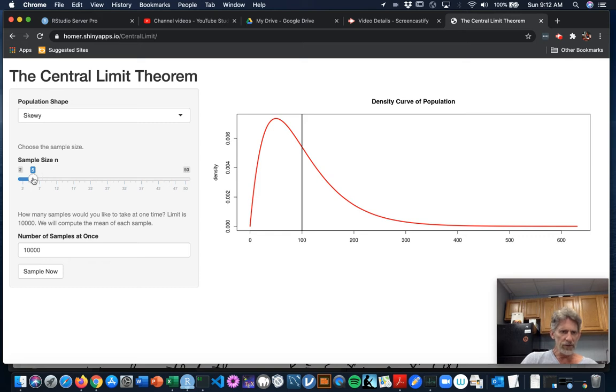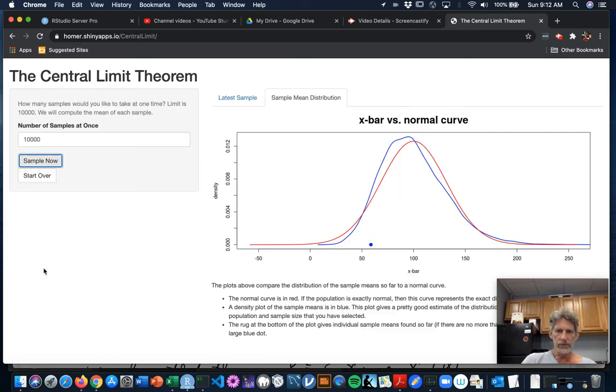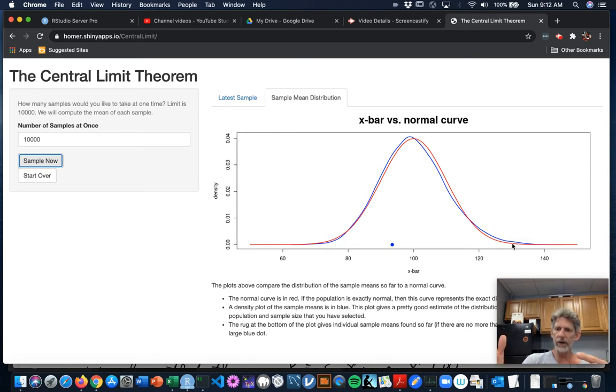Let's start over, but bump the sample size up here to maybe 50. And now let's try. Ooh. Now the density curve for X bar is pretty close to normal. And what the central limit theorem says is if you could bump the sample size up higher, if you could have your slider go past 50, then you would see that your blue density curve is getting closer and closer to that red curve. It's perfectly normal.